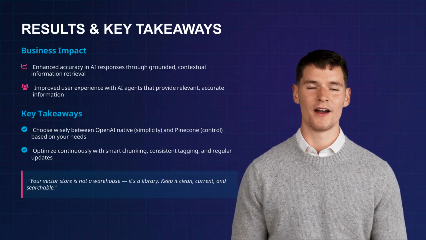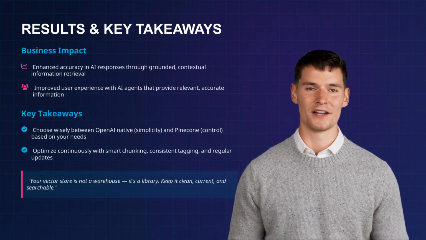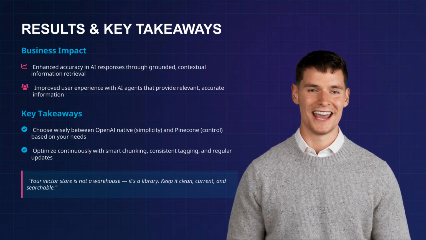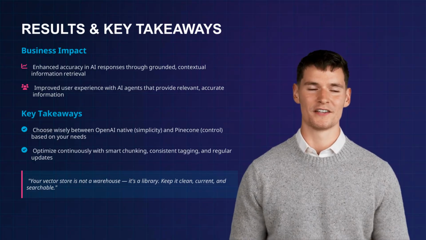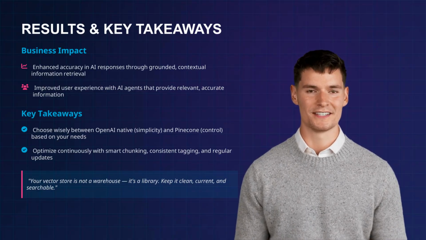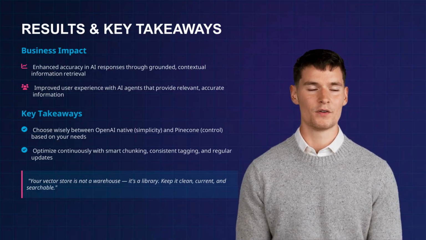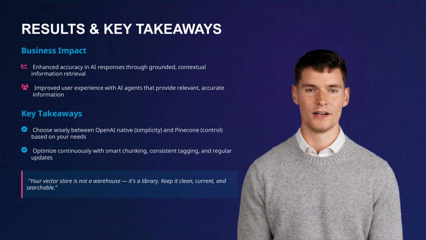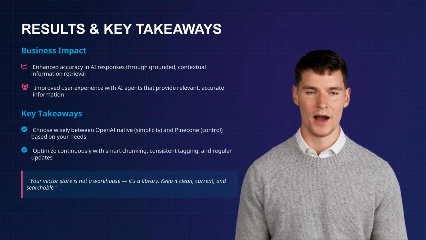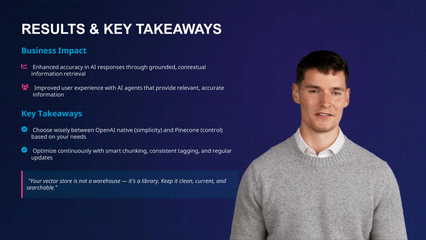When implemented well, a vector store dramatically improves AI performance. Responses become more accurate and grounded in your organization's knowledge, user trust increases, and the AI can handle more complex questions with confidence. The key takeaways are clear. Choose your vector store based on whether you need simplicity or control. Organize and chunk your content intelligently. Use consistent tagging for better retrieval. Keep it clean, current, and continuously optimized. Your vector store is not a warehouse, it's a library. Treat it with care, and it will serve as a powerful knowledge engine for your AI agents.